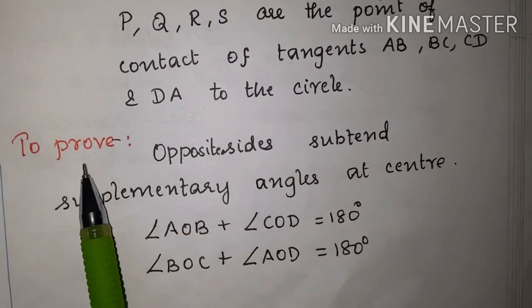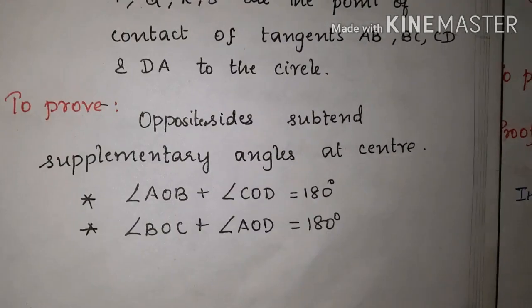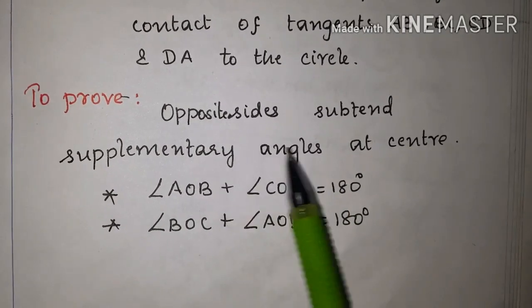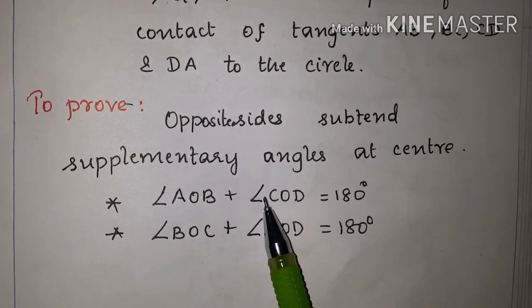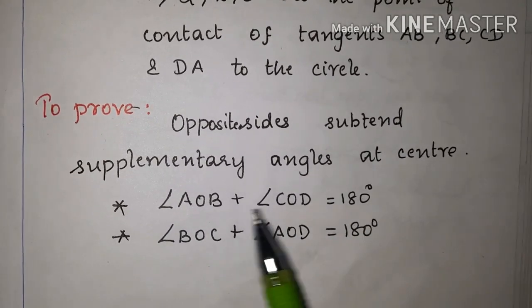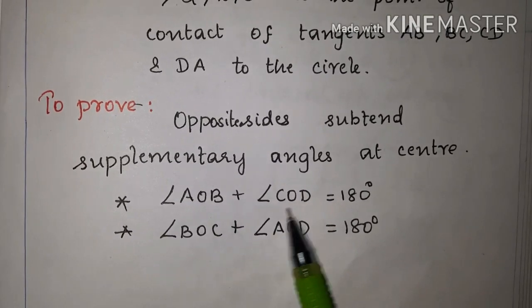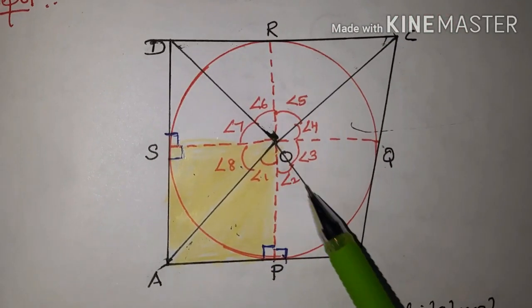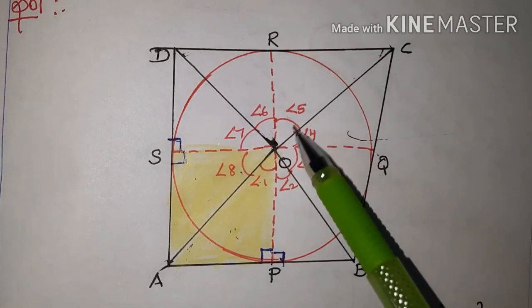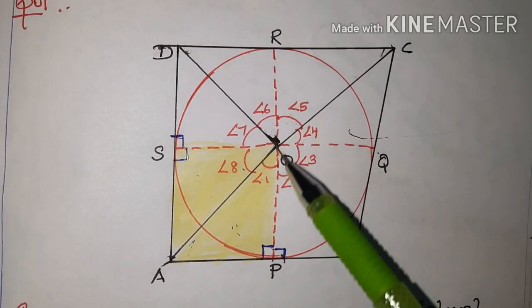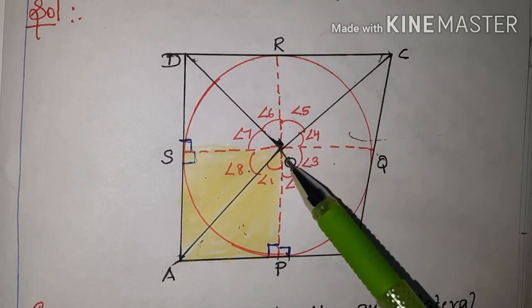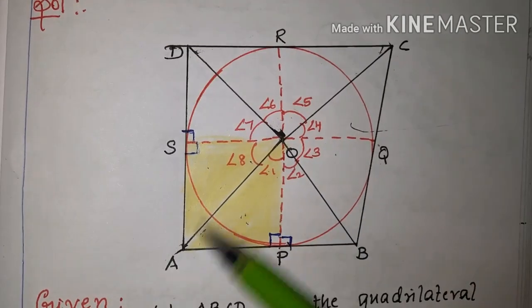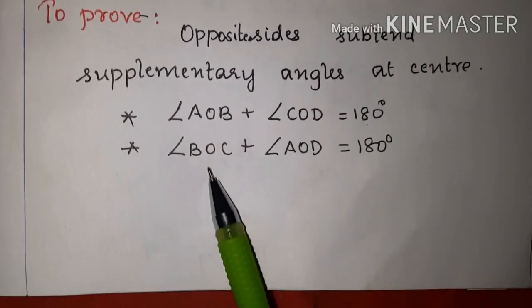So these are the 2 points in the given. Now what we are going to prove is that opposite sides subtend supplementary angles at the center. That is, the sum of the opposite angles is equal to 180 degrees. So what are the 2 angles? AOB plus COD is equal to 180 degrees. Look at the figure. So AOB and COD, this is one possible pair of opposite sides, with the angles equal to 180 degrees. Likewise, the other pair of opposite sides is also possible, that is BOC and AOD. So that is the next result given here.